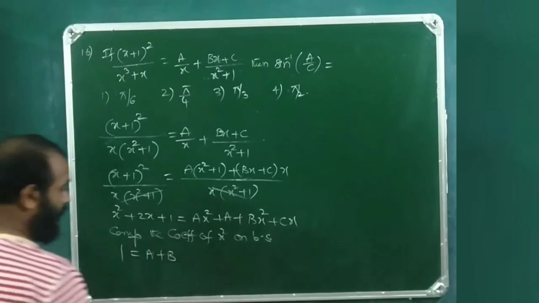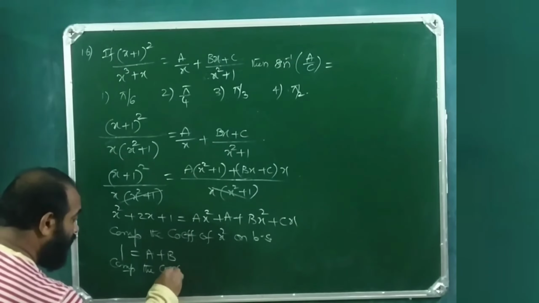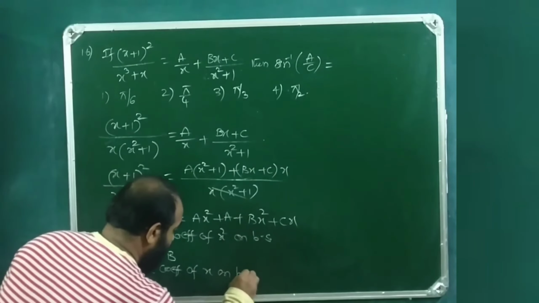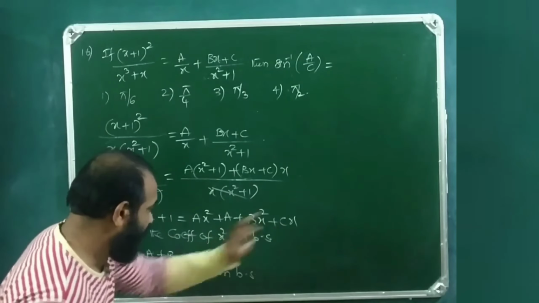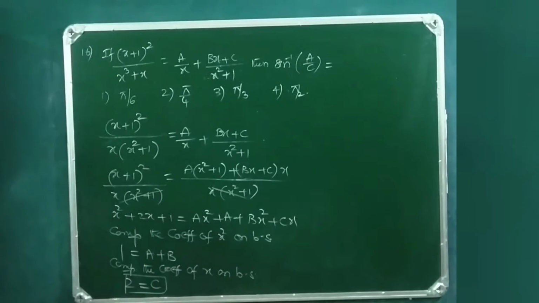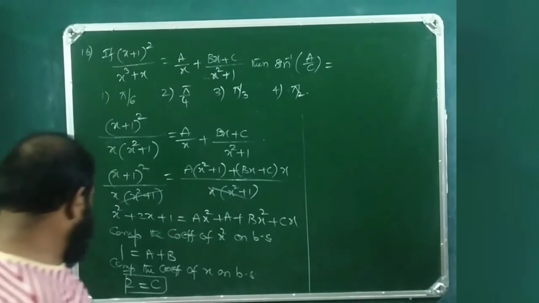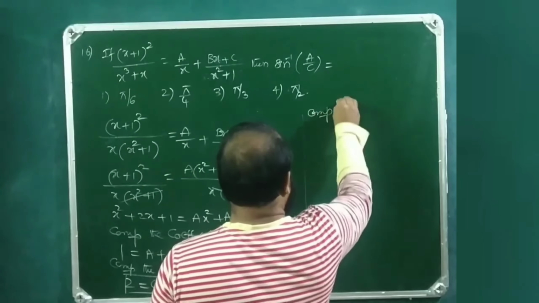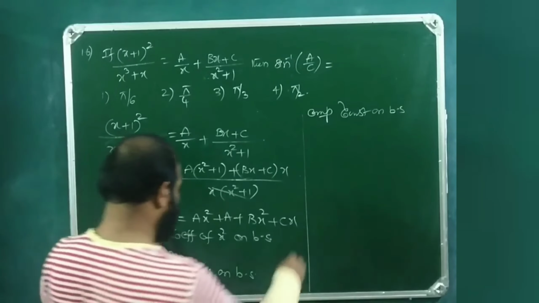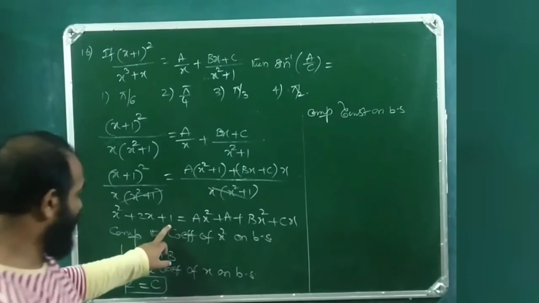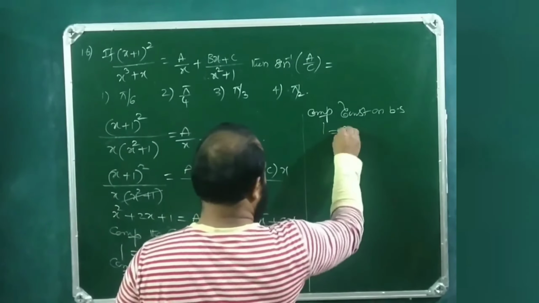Now comparing the coefficient of x on both sides. So here 2 is equal to c. So c is equal to 2, we get. And comparing constants on both sides, then we'll get 1 is equal to a. 1 is equal to a.